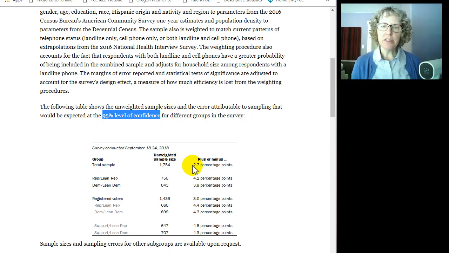And then the last thing we need is right here. It's the plus or minus part. Have you seen that on polls before?